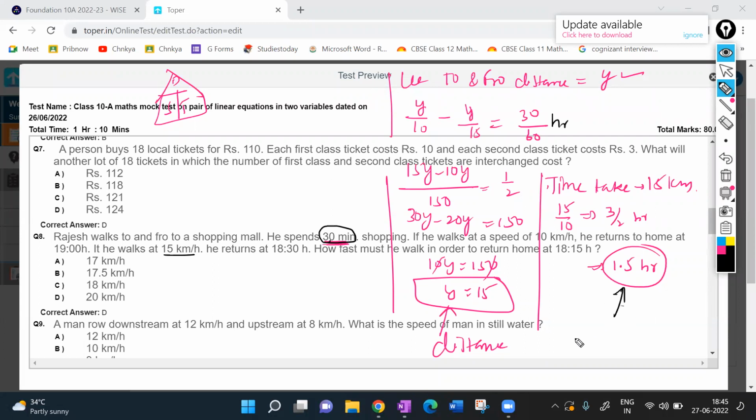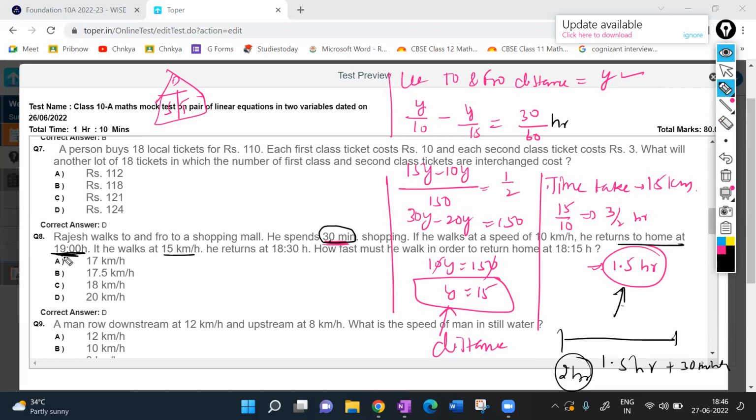Understood my point? To travel the distance, he took 1.5 hour, beta. And 30 minutes he spent in the mall, so it will be 2 hours. Total time 2 hours. Correct? Then can I say now, what is his name? Rajesh. That Rajesh started for the mall 2 hours before 7 o'clock, which means he might have started at 5 o'clock. Am I correct?